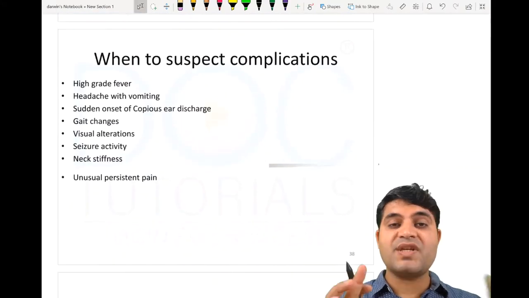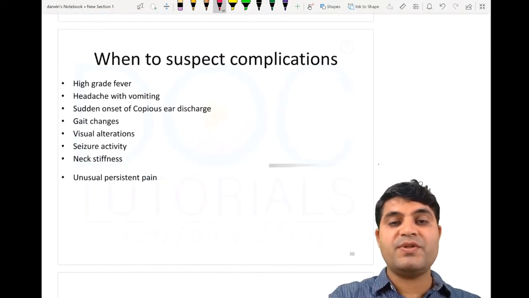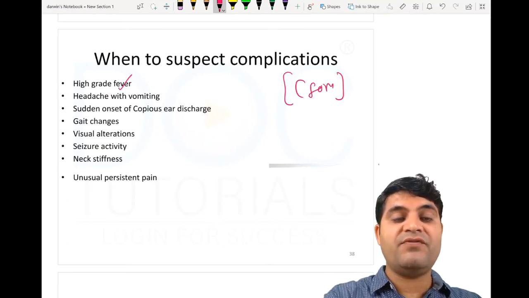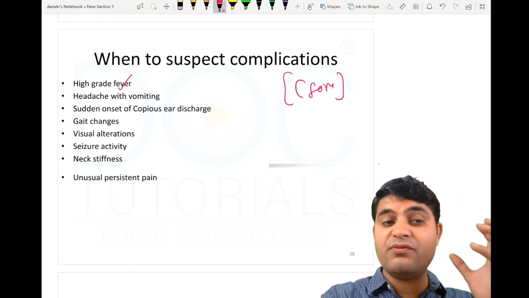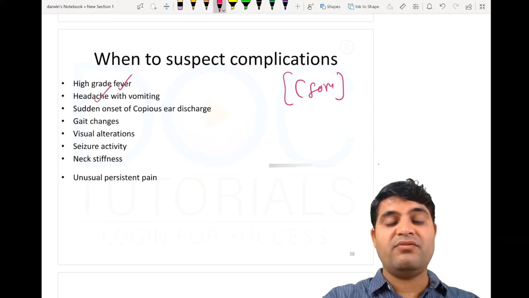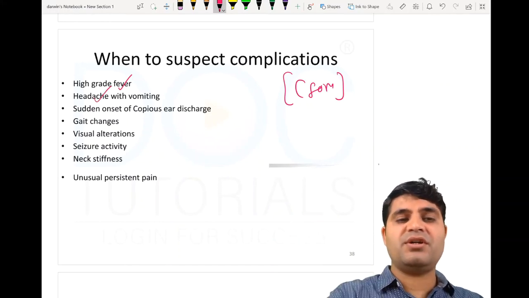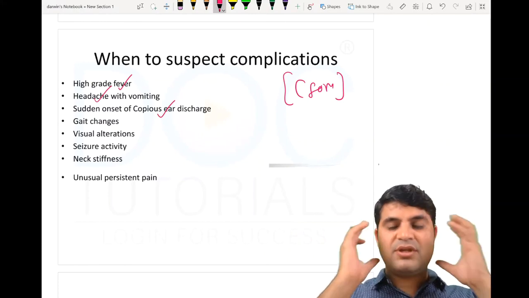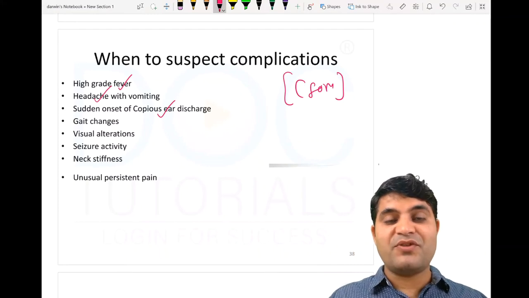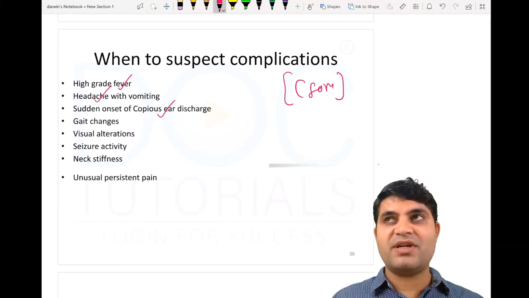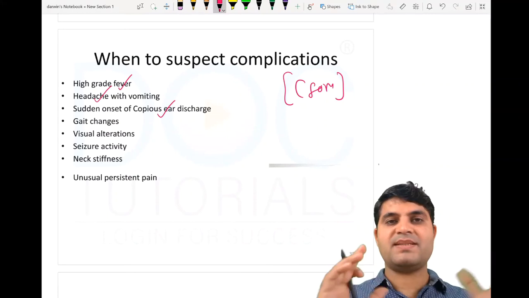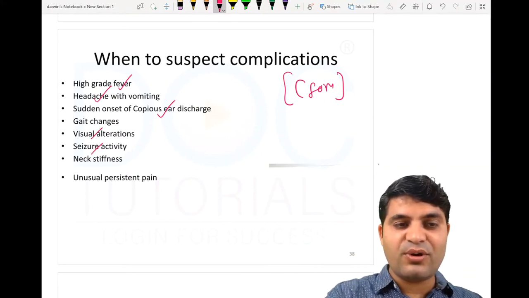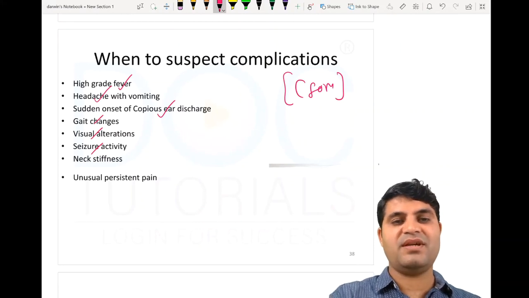Yes. When to suspect complications of CSOM? When you have high grade fever, when you have headache with vomiting. Clear? When you have massive ear discharge, or sometimes remember about your mind. Clear? So what happens whenever you have a brain abscess? What can happen? Headache, ataxia, visual alteration, seizure activity. So all these are important things. Clear?